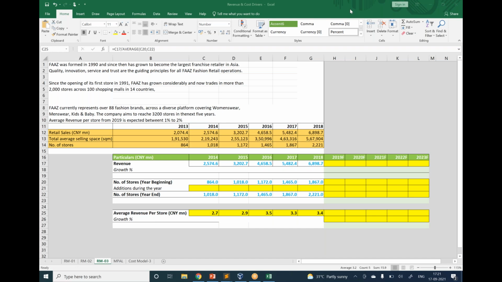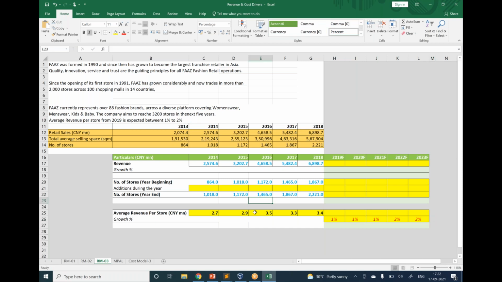Is this clear? How I calculated average revenue per store? And what are they saying? That average revenue per store from 2019 is expected to increase by 1 to 2%. So can I say 1, 1, 1, 2, comma 2?